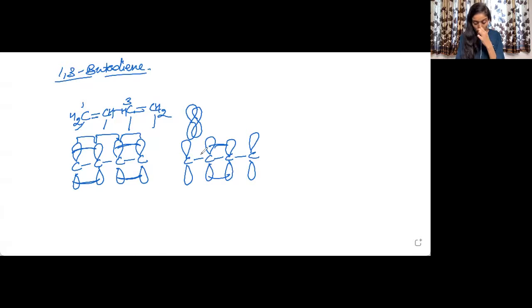Now, these p orbitals, if they are shifting like this, sometimes here they are overlapping, sometimes here, right? If they are doing this way, this means the electrons are moving from one place to the other place, from one orbital to the other orbital. So I can show it like this.